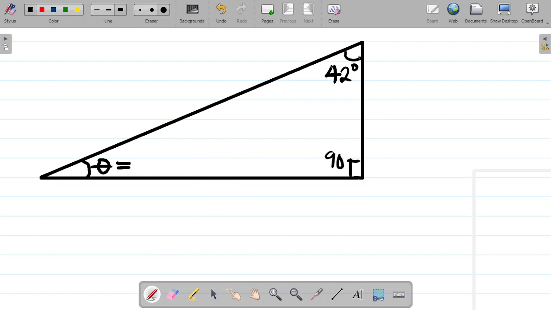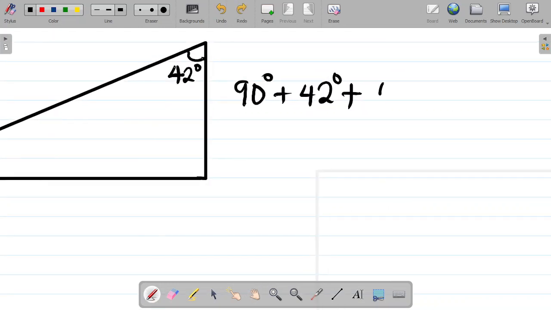So it becomes 90 degrees plus 42 degrees plus theta is equal to 180. That's the concept. So that 90 degrees is this part here, plus 42 degrees, plus this value here, theta, is equal to 180 degrees. Now, let's get a calculator and sum this. If you punch 90 degrees plus 42 degrees, you'd have 132 degrees.